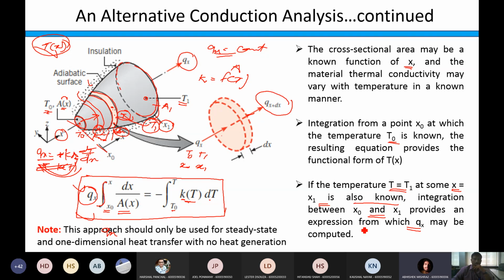Yes, sir. Now this note is worth mentioning that this approach should only be used for steady state one-dimensional heat transfer with no internal heat generation. So this approach should be used for one-dimensional, steady state conduction, with no heat generation. So this Q dot term should be absent. Then and only then will this approach work, otherwise not. I'm going to ask this question in the oral when this will be applicable. Now, should I go to the next slide?